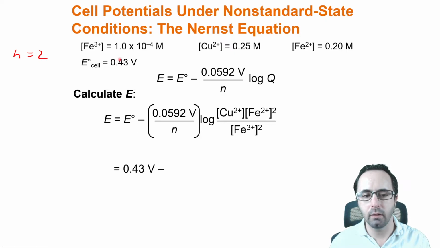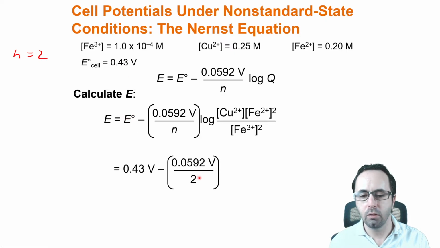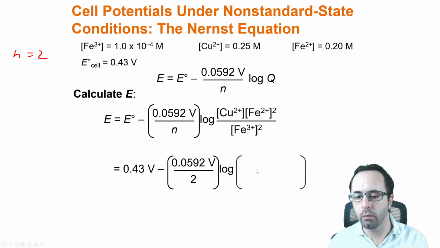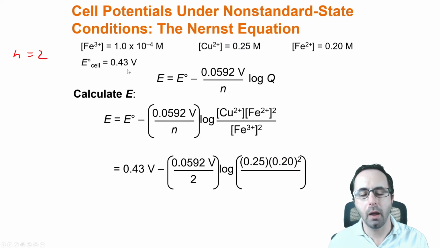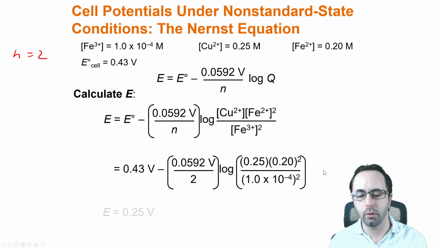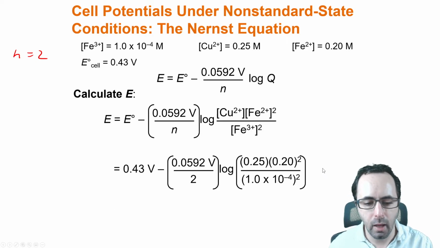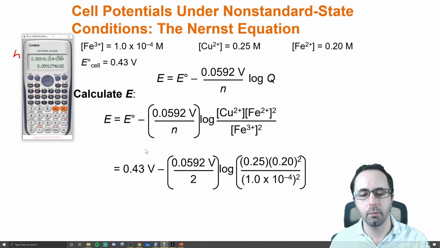So the E standard is 0.43 volts. The N is 2. And then base 10 log, copper 2+ concentration is 0.25 molar. Iron 2+ concentration was given in the problem as 0.2 molar. We're going to square that. Then divide by the iron 3+ concentration, 1 times 10 to the minus 4 molar, and we're going to square that.